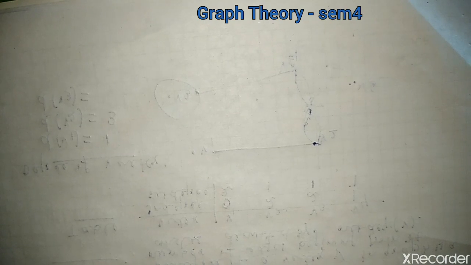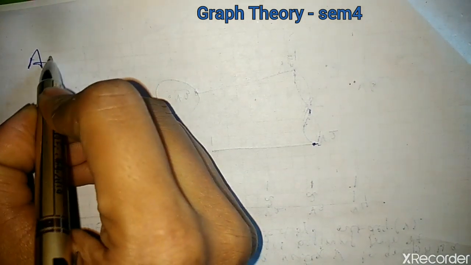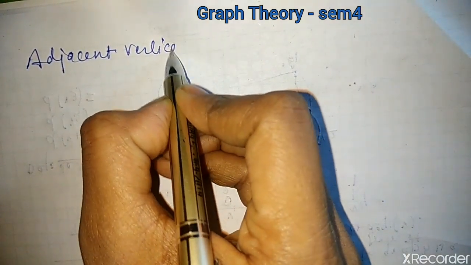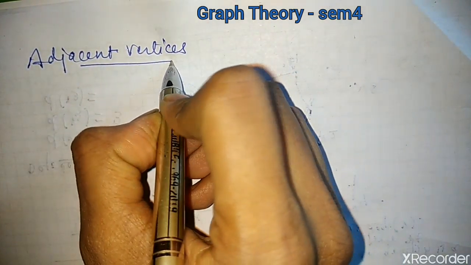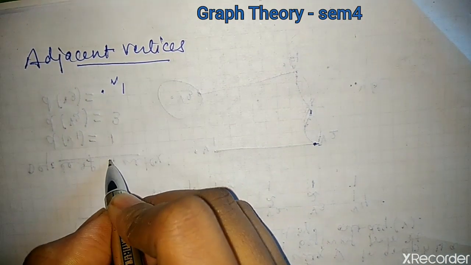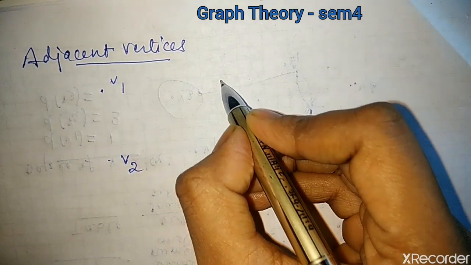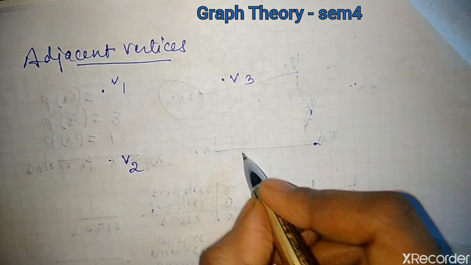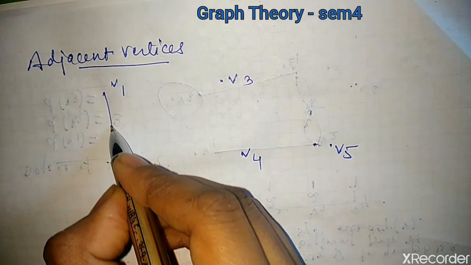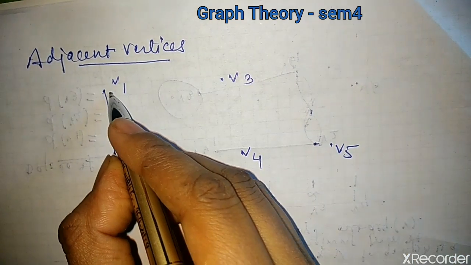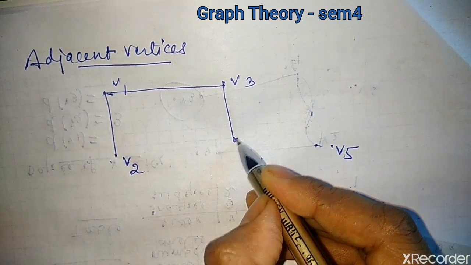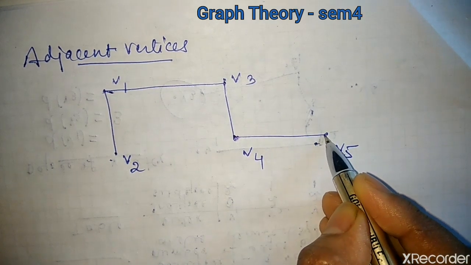Next is our adjacent vertices. So what is adjacent vertices? If we have vertices like V1, V2, V3, V4 and then V5. Now we connect these vertices. We have joined V1 to V2, then V1 to V3, V3 to V4 and at last V4 to V5.